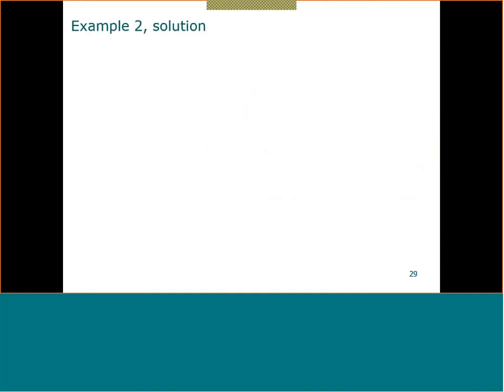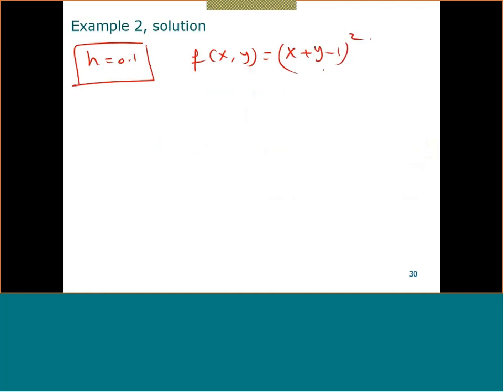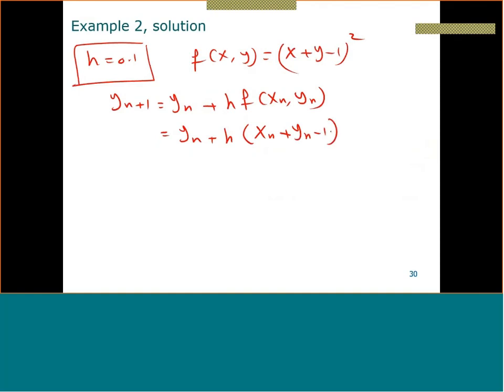Okay, so here my h is equal to 0.1, and my f of x and y is given to me as (x + y − 1) squared. So my y(n+1), same equation, is y of n plus h times f of x of n, y of n. Excellent. Now let me write the specific equation. This becomes equal to (xn + yn − 1) all squared.